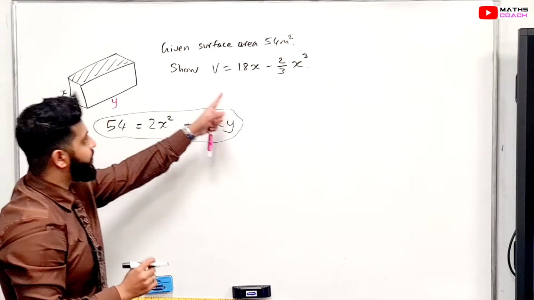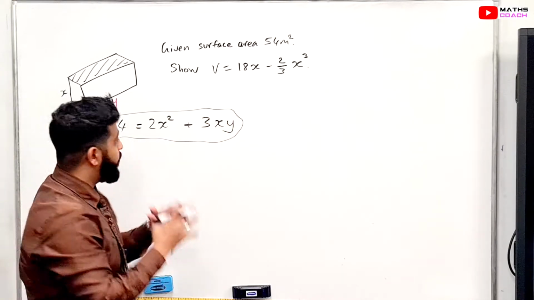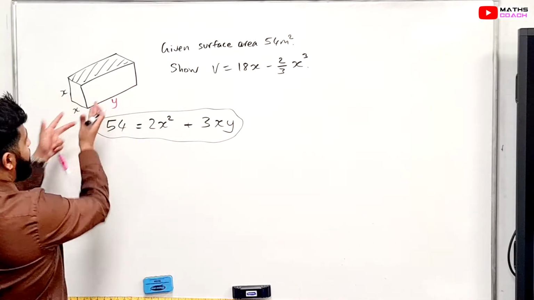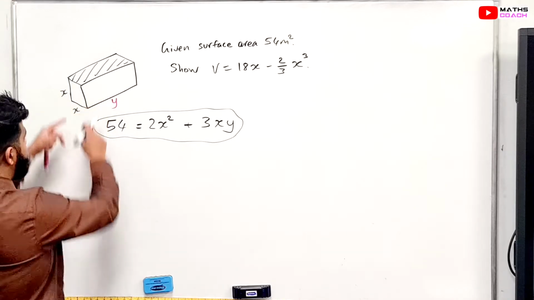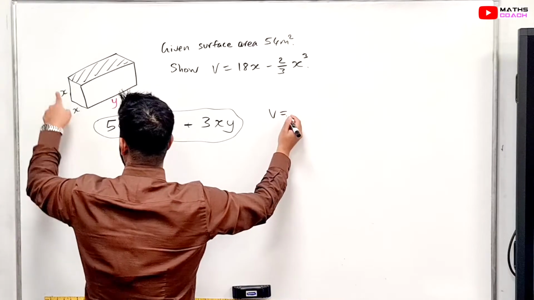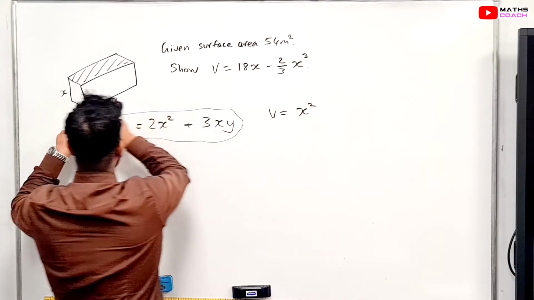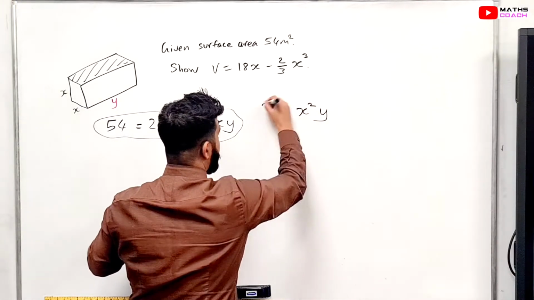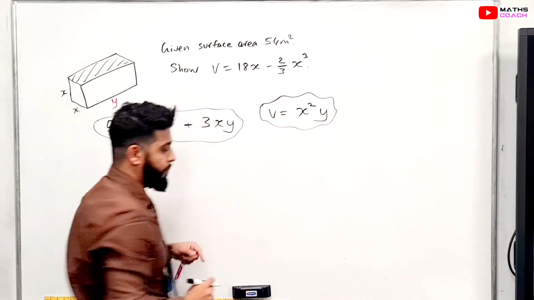Now, let's move on to the volume. We need to introduce a formula for the volume. So how do you find the volume of a shape, a cuboid like this? It's the area of the cross section, so V is equal to x times x, which is x squared, times the y. So that's what we have for the volume.